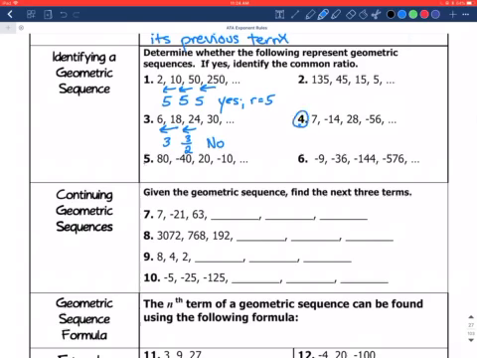Also, you can have the signs change, right? So in number 4 and in number 5, our signs are changing back and forth. So your common ratio has to be negative since it's changing back and forth.